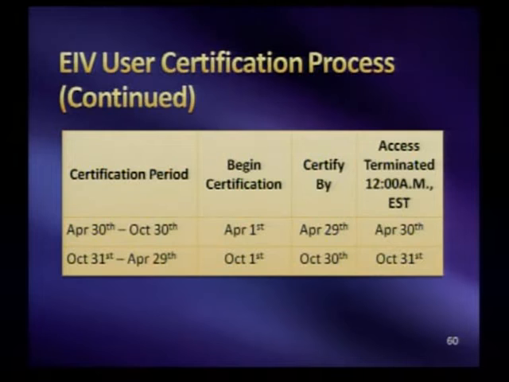You have from October 1st through the 29th to get those certifications completed. And then notice this is your new schedule. Before it was 4 times a year in which users had to be certified. And so when you're certifying these folks in October, that means they're good for the next 6 months, up to the next certification period, okay?